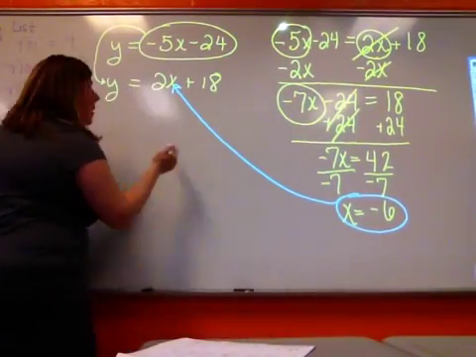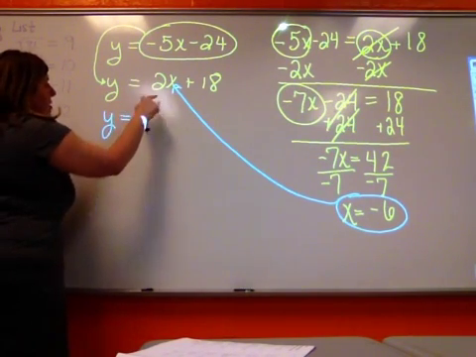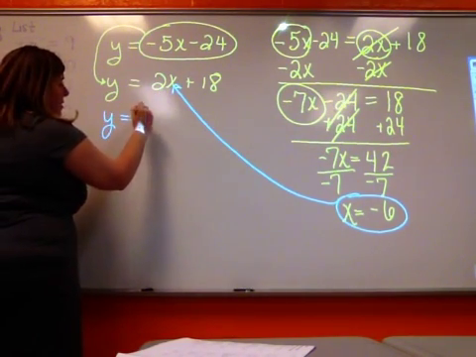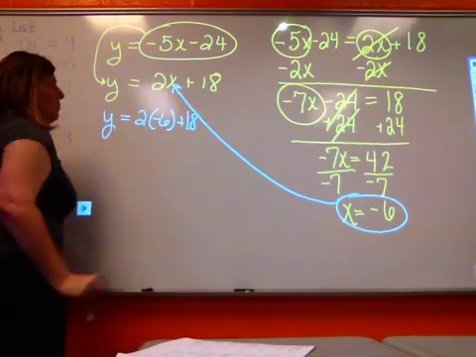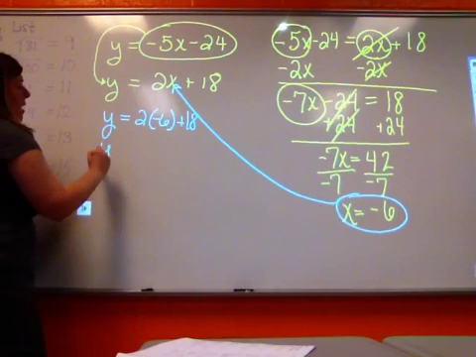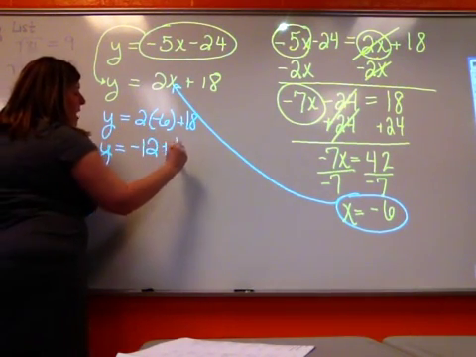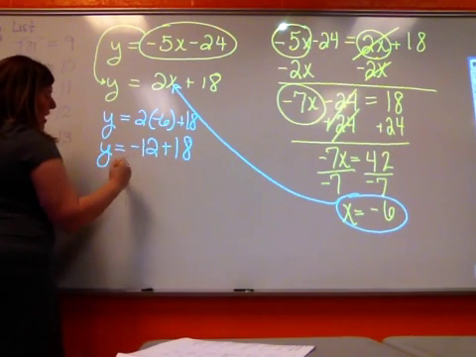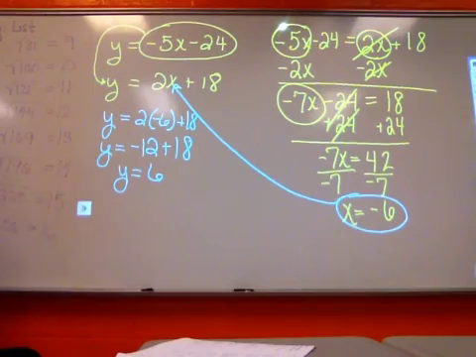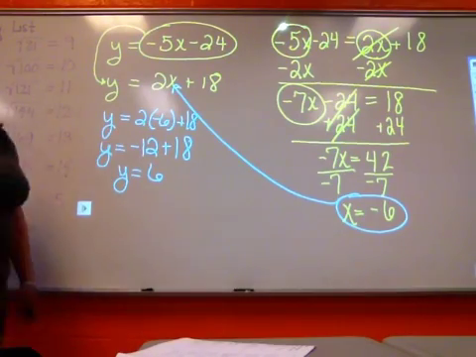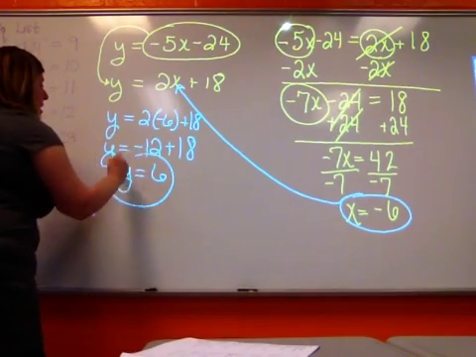So I am going to replace it with y equals, instead of 2x, 2 times negative 6 plus 18. So y is going to equal 2 times negative 6, which is negative 12, plus 18. Negative 12 plus 18 gives me y is equal to 6. So now I've got x is equal to negative 6, and y is equal to 6.